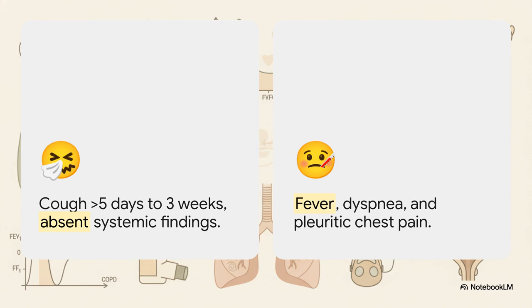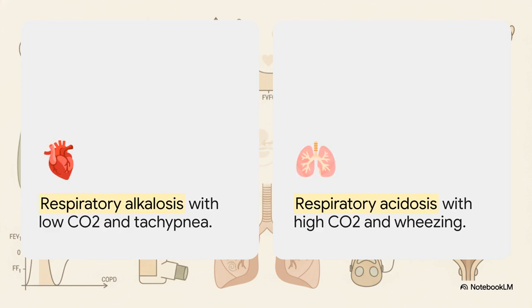Oh, and keep vocal cord dysfunction and pulmonary embolism in the back of your mind for acute wheezing without an infectious trigger. Here's a massive differentiator for the exam. If the arterial blood gas shows a low CO2 and respiratory alkalosis, think congestive heart failure. Pulmonary edema basically cuts down ventilation and drives up tachypnea, so the patient blows off CO2. On the flip side, a COPD exacerbation presents with respiratory acidosis, high CO2, and widespread wheezing.